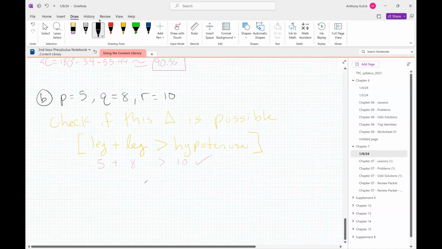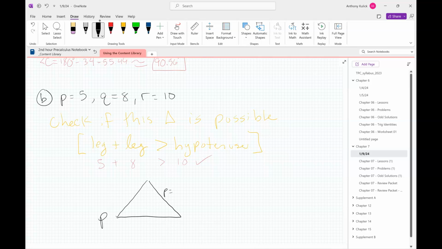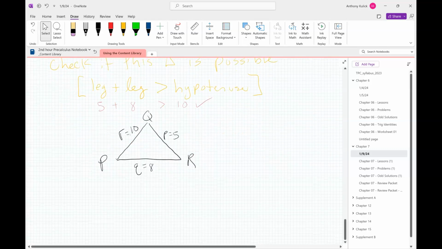Okay. Now I'm going to draw and label my picture now that I know that it actually makes a triangle. Now again, we have enough information to solve for angle P, angle Q, and angle R. All of those I could find right now, correct? Everybody agree? Guess what?